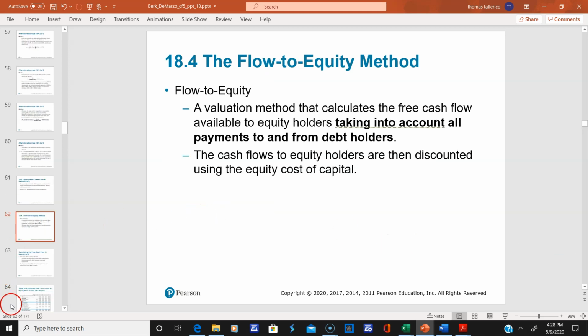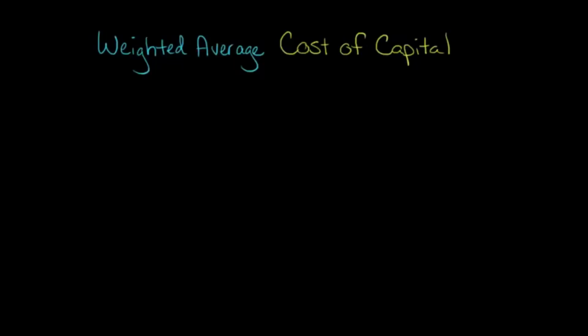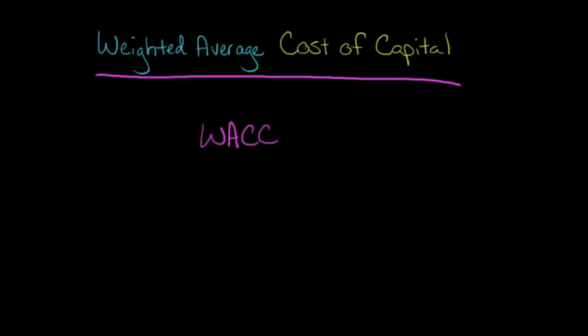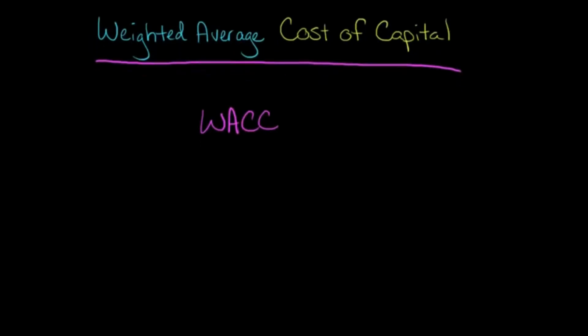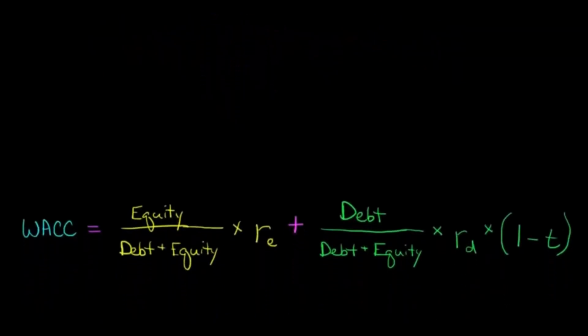All right, so this is the third method. I'm going to include this in part 2 because I'm about a half hour into this video, okay? In this video, we're going to talk about something called the weighted average cost of capital, which is commonly abbreviated as WACC. We're going to talk about what it is and how you would go about calculating it, and then we'll walk through an example.